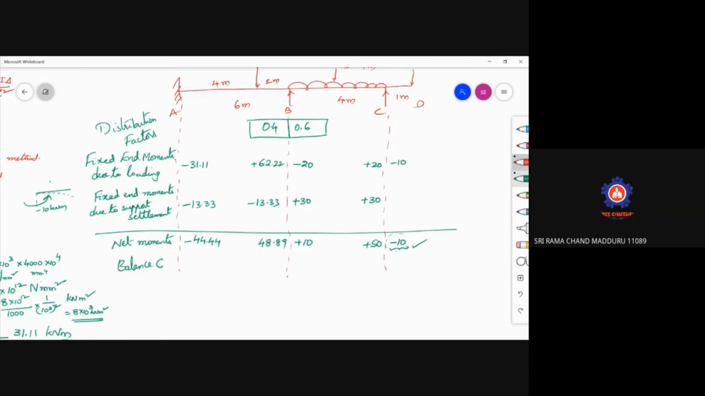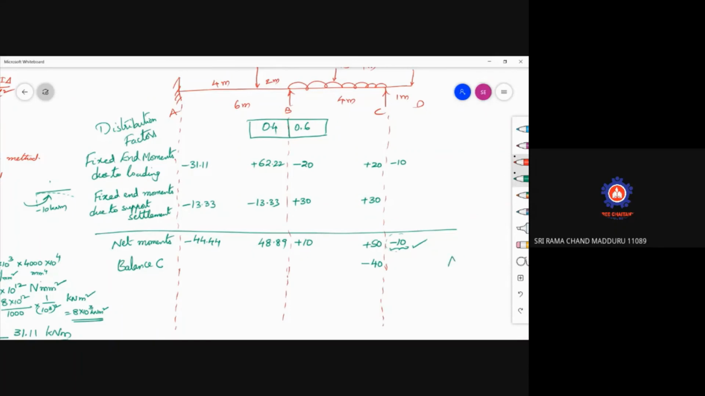So while you are balancing C, what are the steps you need to follow? So to balance C here, this value will be applied a moment of minus 40. So when you are applying a moment of minus 40, what could be this value? Plus 50 minus 40, then that will be plus 10. So plus 10 and minus 10, the joint condition is satisfied.